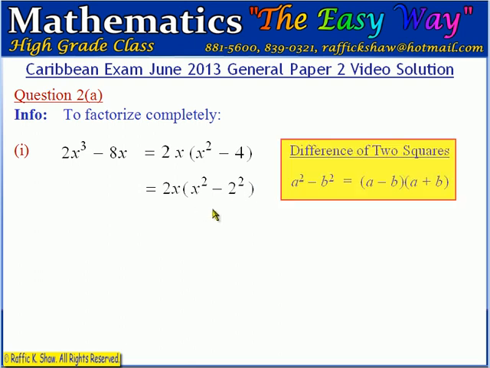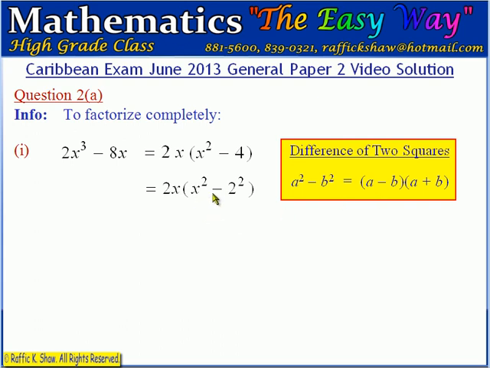Now let's look at the rule for the difference of two squares. The difference of two squares, a squared minus b squared, will be equal to the product of the difference of the two numbers, the a and the b, and the sum of the two numbers, a and b. So that's a rule for the difference of two squares.